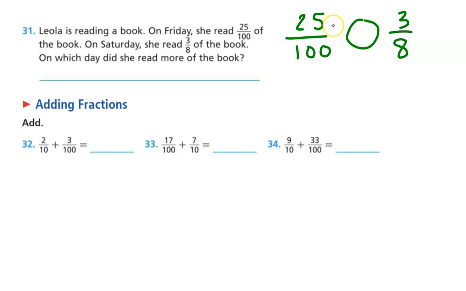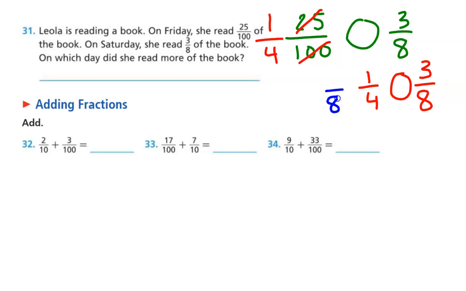So first, what they want you to recognize is money. We talk about this a lot, and what I mean by that is think of quarters when you think of 25 over 100, because there are 4 quarters in a dollar, which would make 100 cents, and 1 quarter is worth 25 cents. So the first thing I'm going to do is make this an equivalent fraction of 1/4. Now that this is 1/4, it's going to be really easy to compare to 3/8 because I know that I can change 4ths into 8ths very easily.